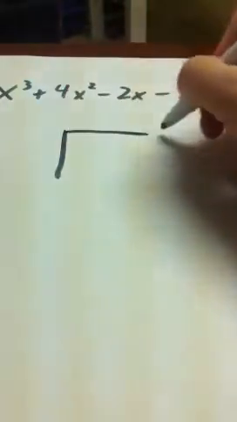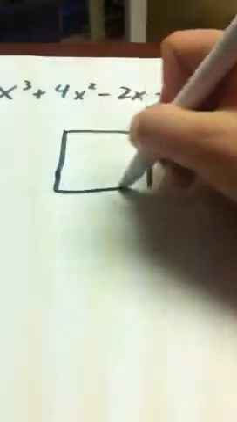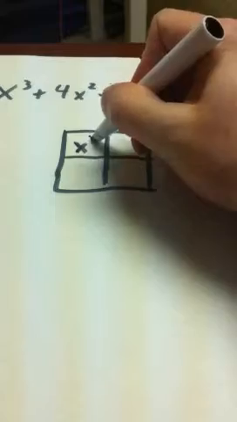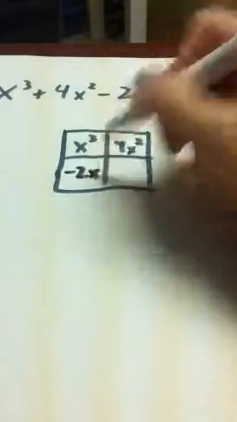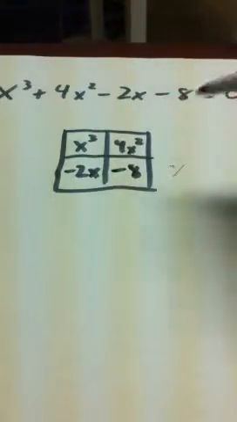Alright, so today we're going to look at how to solve polynomial equations by using grouping, or actually kind of using the box method that we did with solving quadratics. So I've got x cubed plus 4x squared minus 2x minus 8 equals 0. It's already in four terms, so I'm just going to put each of the four terms into our box, again, just like we did with factoring quadratics. So I'm going to put the first term, x cubed, 4x squared, negative 2x, and minus 8.